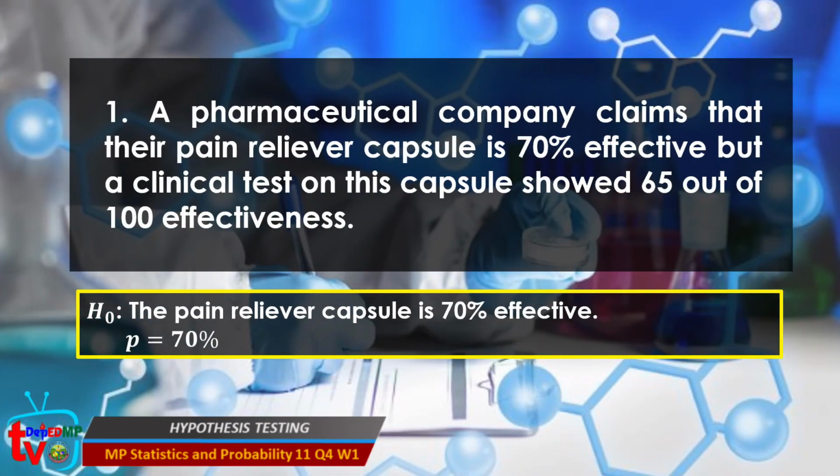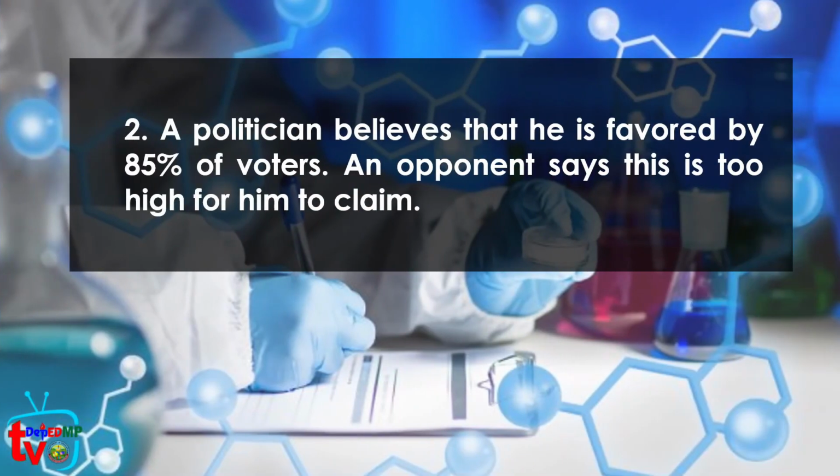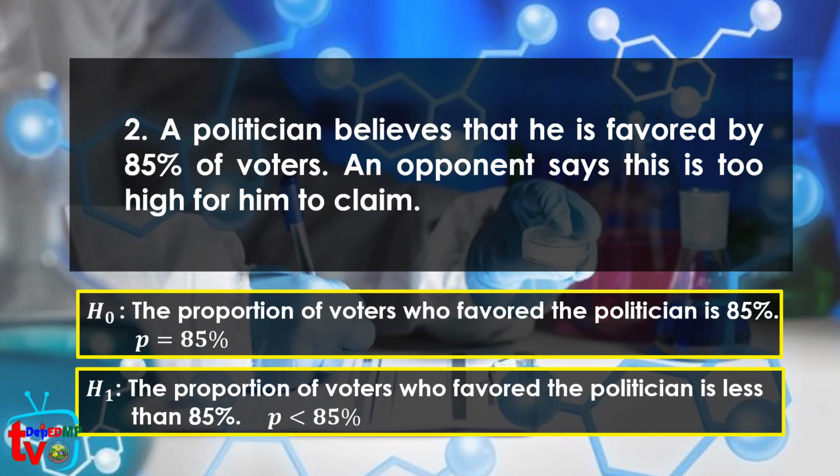For number 1, we have the null hypothesis is the pain reliever capsule is 70% effective, or P is equal to 70%. The alternative hypothesis is the pain reliever capsule is not 70% effective, where P is not equal to 70%. For number 2, the null hypothesis is the proportion of voters who favor the politician is 85%, or P is equal to 85%. For the alternative hypothesis, the proportion of voters who favor the politician is less than 85%, or P is less than 85%.